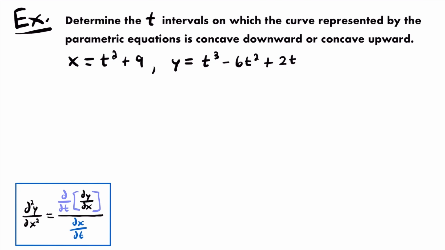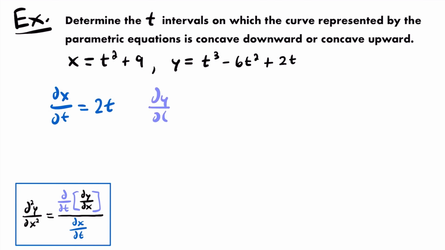Let's start by finding the first derivative of our parametric equations so that we can find our second derivative. And so let's take the derivative of x with respect to t. dx dt will be equal to the derivative of t squared plus 9. Using the power rule for derivatives, the derivative of t squared will be 2t. And then the derivative of 9 is a constant, so the derivative will be 0. So we just have 2t for dx dt.